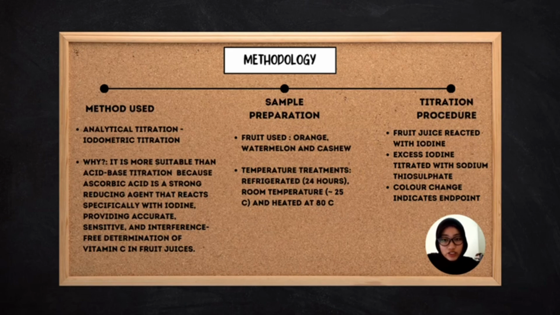Next is sample preparation. Fruit used is orange, watermelon, and cashew. Temperature treatments are refrigerated for 24 hours, room temperature about 25 Celsius, and heated at 80 Celsius. And finally is titration procedure. First, fruit juices reacted with iodine. Second, excess iodine titrated with sodium thiosulfate. And lastly, color change indicates the endpoint.